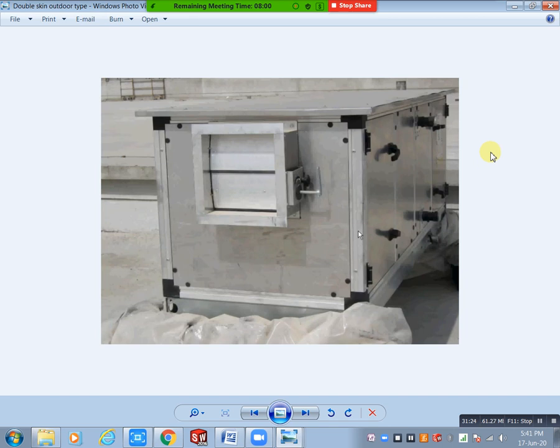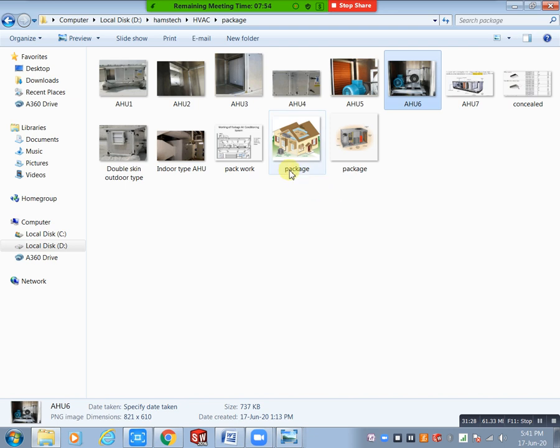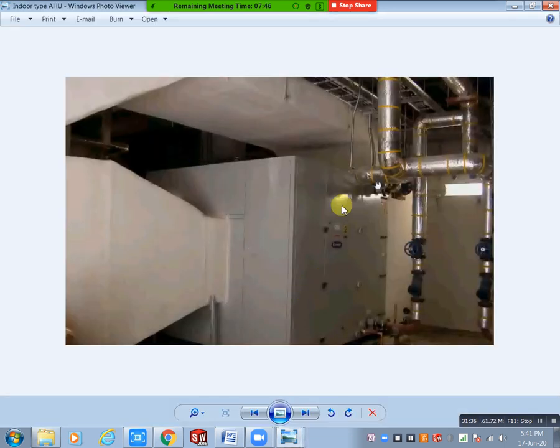Next we can see indoor type and outdoor type ACs here. This is the indoor type. We have single skin and double skin AC systems. This is single skin. For the indoor unit, how can we place it in the room? We have a separate AHU room, and you can place it directly like this. This is the supply air duct and this is the return air duct. In case you can also place it outdoors.